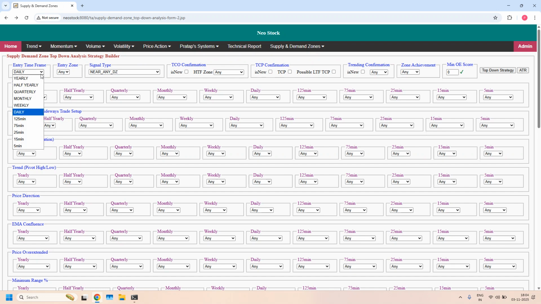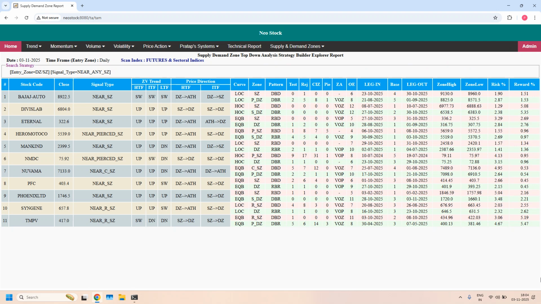Okay, next, for daily time frame, stocks near to the daily supply zone, we got 11 stocks. Let's identify daily high liquidity supply zones. Nuvama is having a daily high liquidity supply zone. Syngen is having a daily high liquidity supply zone. TMPV is having a daily high liquidity supply zone. So total 3 daily high liquidity supply zones identified from this list.